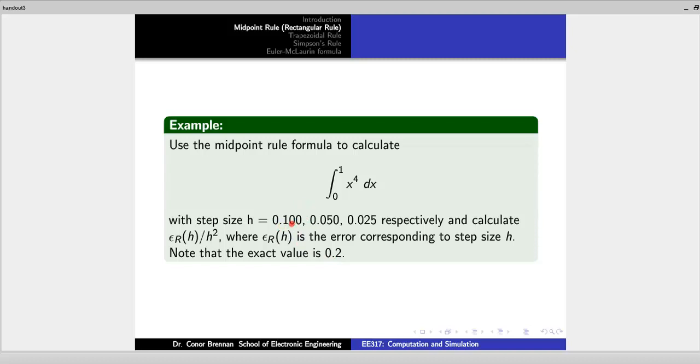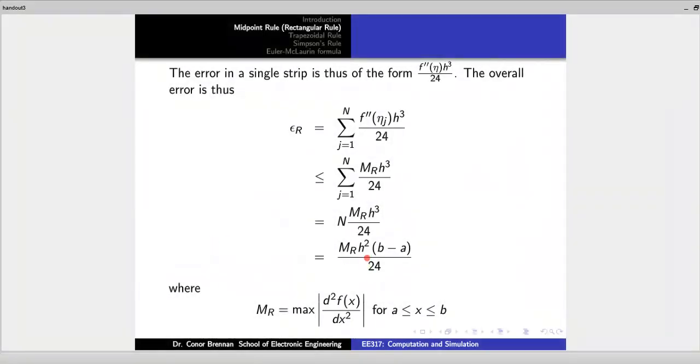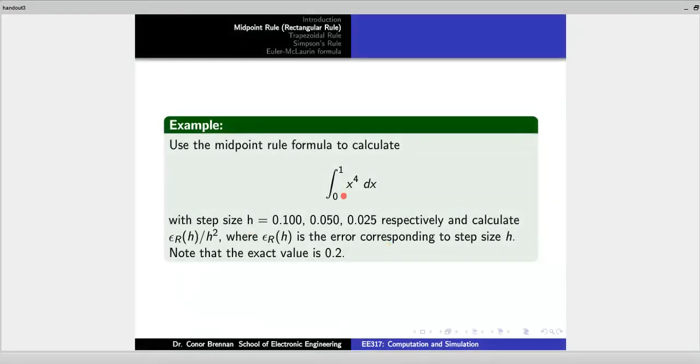And let's try it with different h sizes, making h smaller by a half every time. And every time we do this, let's compute epsilon R over h divided by h squared, because we expect the error to be proportional to h squared. According to this error analysis, it's h squared multiplied by some stuff.